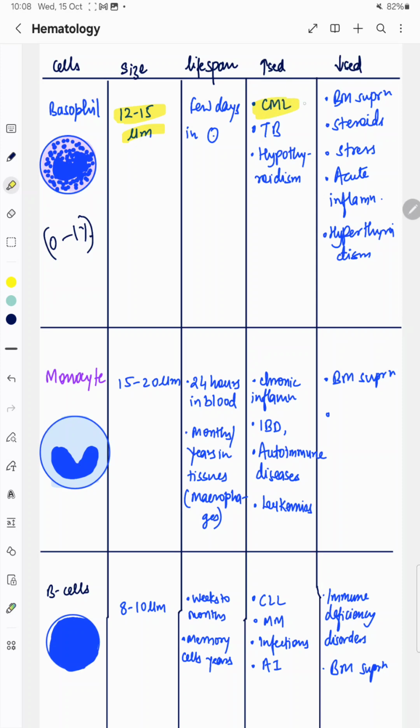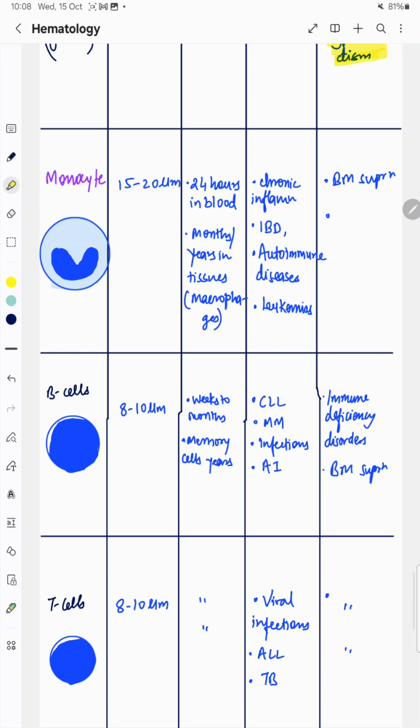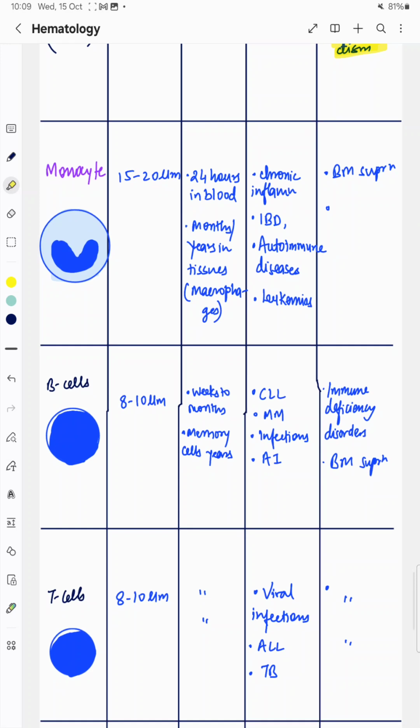Basophilia is seen in CML, tuberculosis and hypothyroidism, and decreased basophil count is known as basopenia, which is seen in bone marrow suppression, steroid use, stress, acute inflammation and hyperthyroidism. In hypothyroidism we see increased basophil, and in hyperthyroidism there will be a decrease in the basophil count.